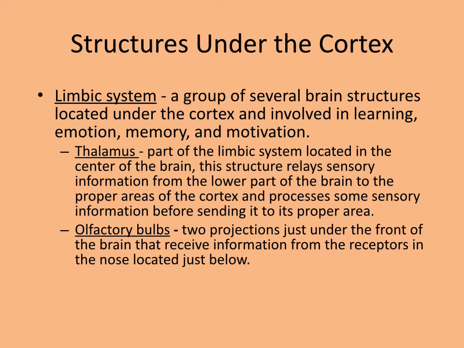Now, your limbic system's major function is going to be in the thalamus. It's a part of the limbic system located in the very center of the brain, and it relays sensory information from the lower part of the brain to the proper areas of the cortex, like your frontal lobe, your parietal lobe, your occipital lobe, whatever it needs. And it processes some sensory information. So once the reticular formation decides that this information needs to be given attention, it goes to the thalamus.